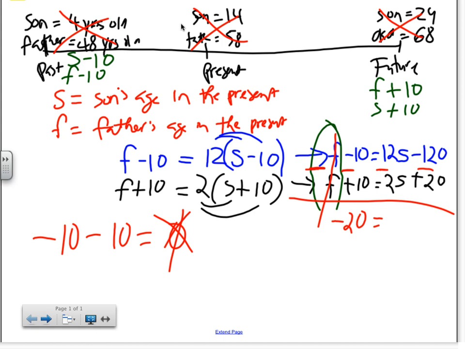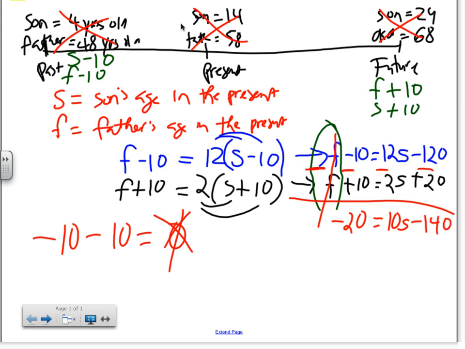Next. So 12s take away 2s is 8s. 10s. Oh, okay, I'm just checking. Negative 120 minus 20? 0. Oh, wait, never mind. Negative 120. Okay.